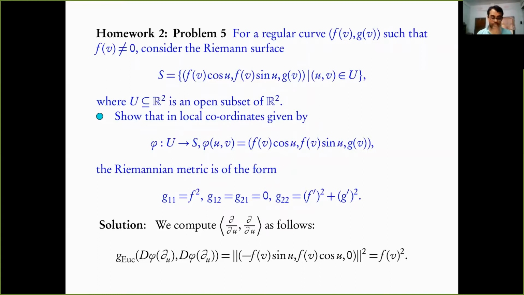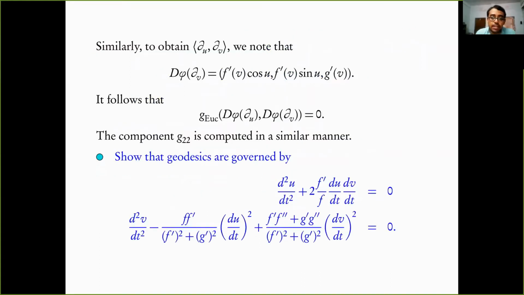Okay. So the next question says that the geodesics are governed by this set of equations. So you have 2 equations, one for each of the variables. So effectively, this means you have to compute the Christoffel symbols and say that the Christoffel symbols are whatever they should be as governed by this formula. That's all, right? Because the geodesic equation is defined by the Christoffel symbols, that d2x by dt2 plus summation gamma dxj by dt dxk by dt. That's the equation.